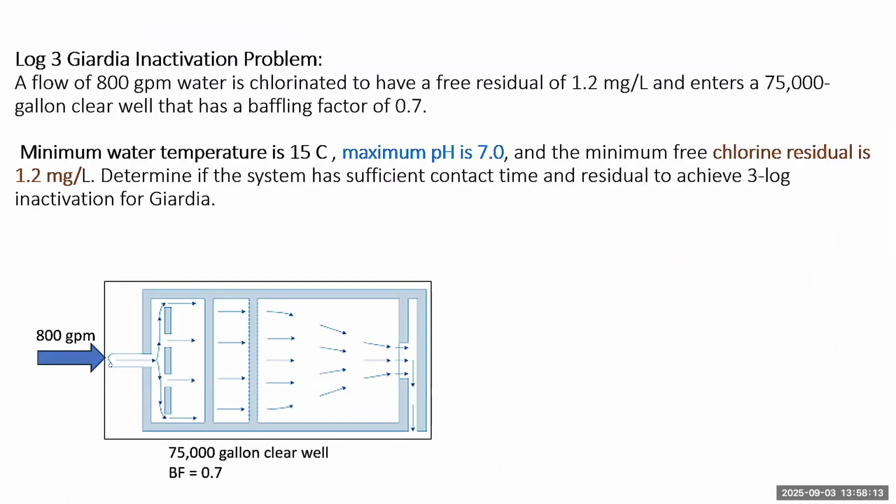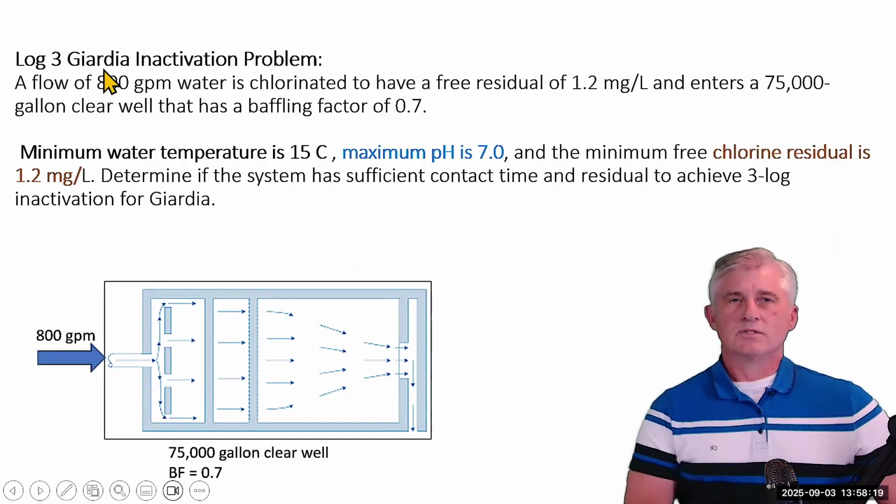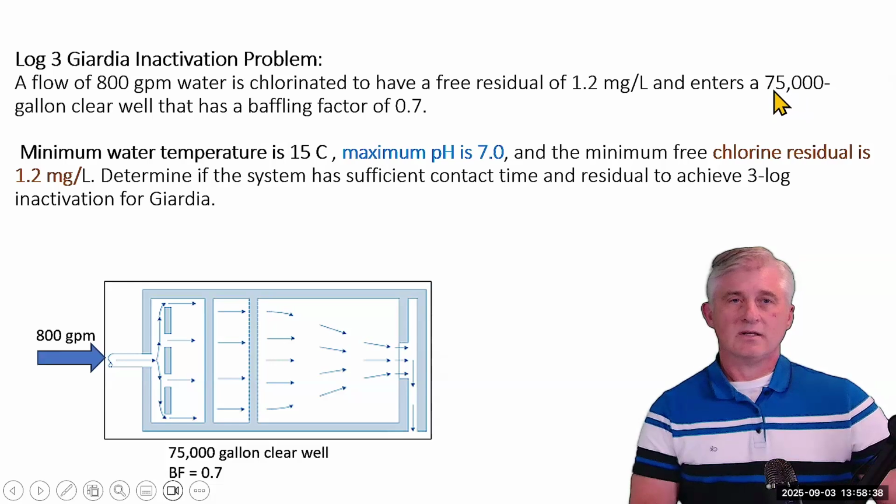All right. So now we'll go into another problem, just to show how we can calculate this. We have a flow of 800 gallons per minute entering our clear well. It's chlorinated to have a free residual of 1.2 parts per million, and the clear well is 75,000 gallons in capacity. It's got a baffling factor that's pretty good of 0.7.